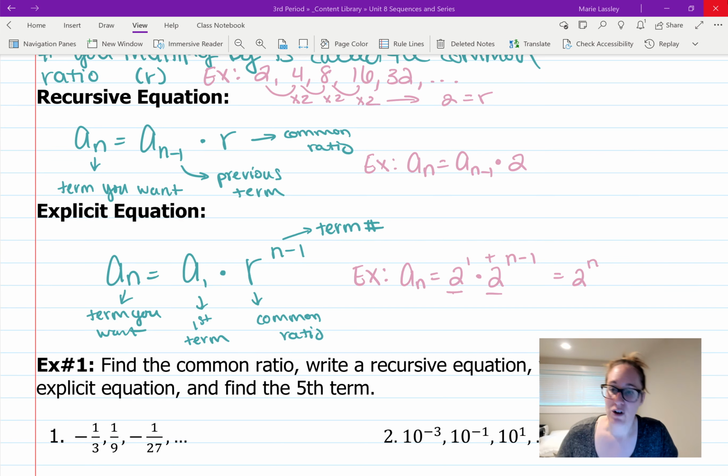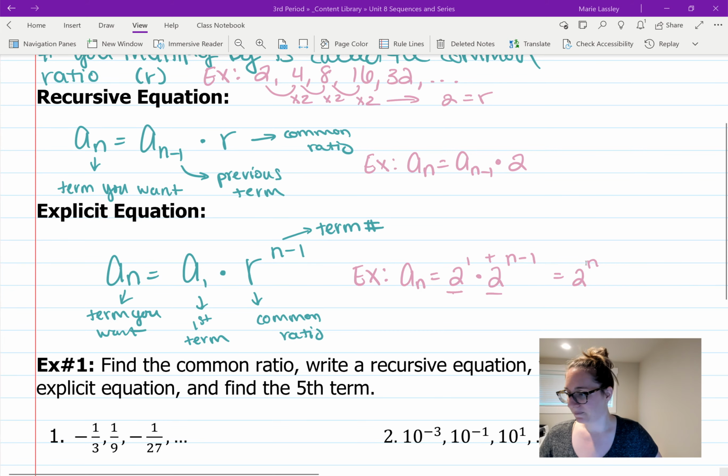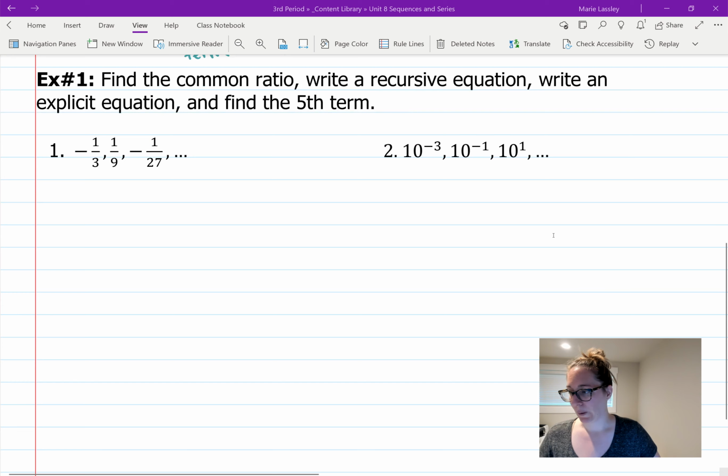Okay, so now we're going to look at some more sequences and find the common ratio, write a recursive equation, and then an explicit equation, and then find a fifth term. So let's check it out.